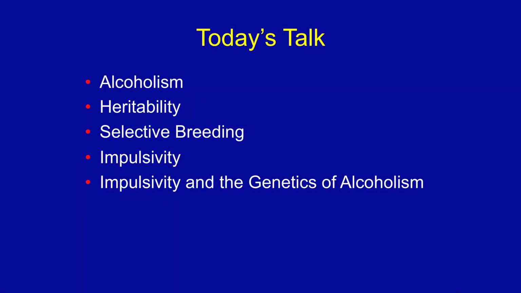So we'll talk a little bit about alcoholism, what it is. We'll talk about the concept of heritability that Oksana started talking about. We'll talk about some of the work that I do in selective breeding for alcohol consumption. And then we'll spend the rest of the talk on this construct of impulsivity and get into how we measure that.